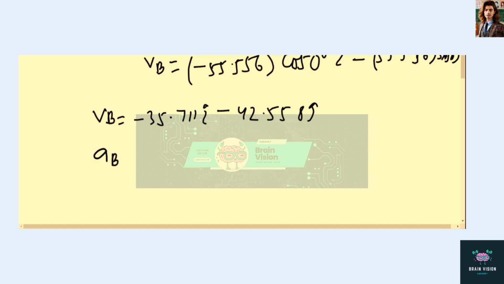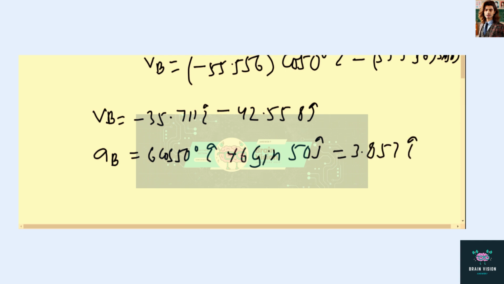The acceleration of B is in the negative of the motion, so this will become positive. So 6 cos 50 I cap plus 6 sine 50 J cap. So basically this will become 3.857 I cap plus 4.596 J cap. So this is the acceleration of AB.